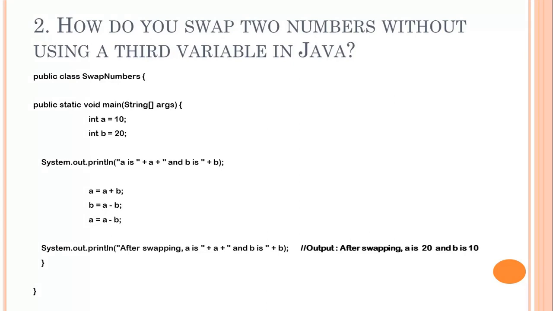So here we will get the proper output. Initially a is 10, so after swapping, a should be 20. And b is initially 20, so after swapping, b should be 10. The output will be, after swapping, a is 20 and b is 10.